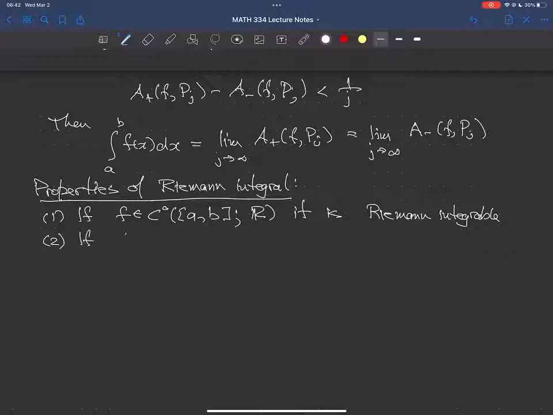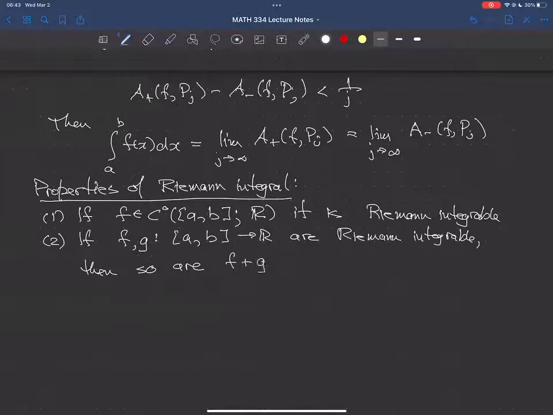If f and g are Riemann integrable, and I want to keep in mind here the setup, then so are f plus g and alpha f, for scalar alpha, and the integral is linear.